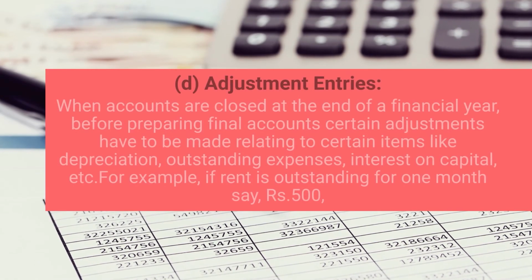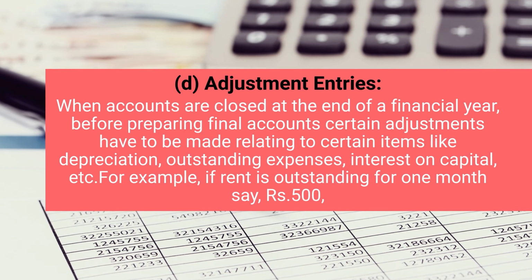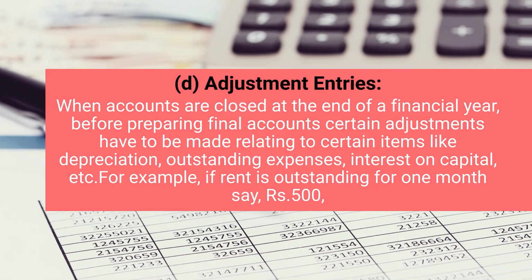Then the next one is adjustment entries. When accounts are closed at the end of a financial year, before preparing the financial statements or final accounts, certain adjustments have to be made relating to items like depreciation, outstanding expenses, interest on capital, etc. So for example, if rent is outstanding for 1 month, say rupees 500, we will make the journal entry rent account debit to rent outstanding.